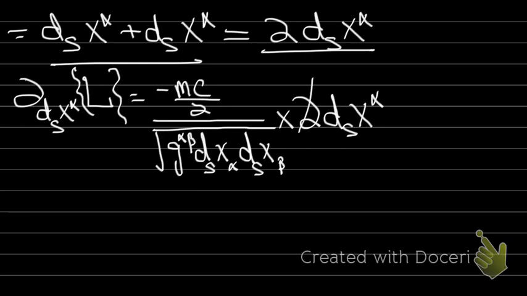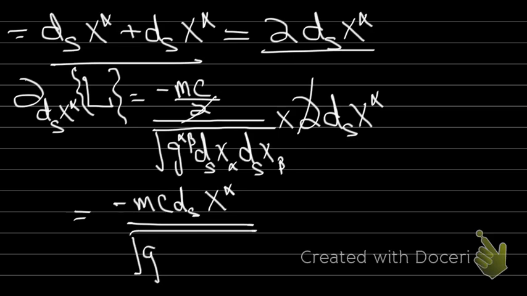Now if you look at it, this 2 and this 2 would go away, and what you would be left with is negative mc times the derivative with respect to s of x alpha, over this term over here in the square root: g alpha beta ds x alpha ds x beta.